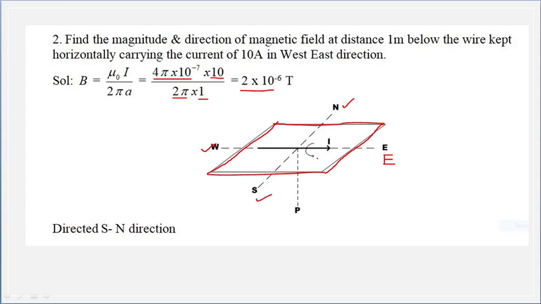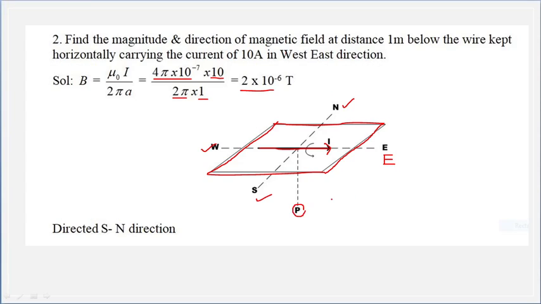Then it is given there, the wire is carrying a current in west-east direction. See, it is shown here. This wire is drawn here, carrying the current in west to east direction. And you have to find the magnitude and direction of magnetic field at distance 1 meter below. So here, at this point P, below, you have to find it.